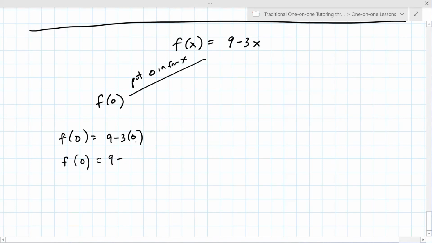What is 3 times 0? I'm writing that down. Okay. 3 times 0 is 0. So f of 0 is equal to 9.